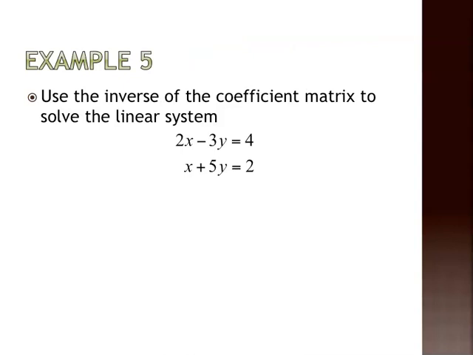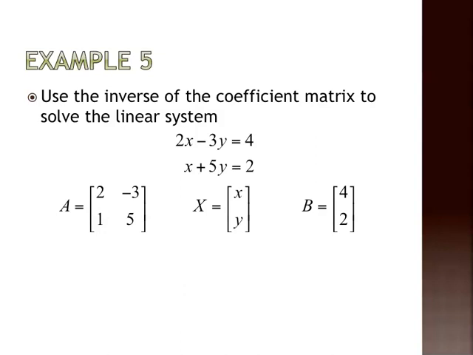So here we have 2x minus 3y equals 4, and x plus 5y equals 2. I'm going to start off by writing out what each of my matrices are. So let's start off with A, the coefficient matrix. So that's going to be 2, negative 3, and then 1, 5. And then X is going to be my matrix of variables. I'm trying to solve for X and Y, so I'm going to write them down in that order, X and Y. And then B is your matrix of constants. So your constants are the ones that are on the right, so that's 4 and 2.